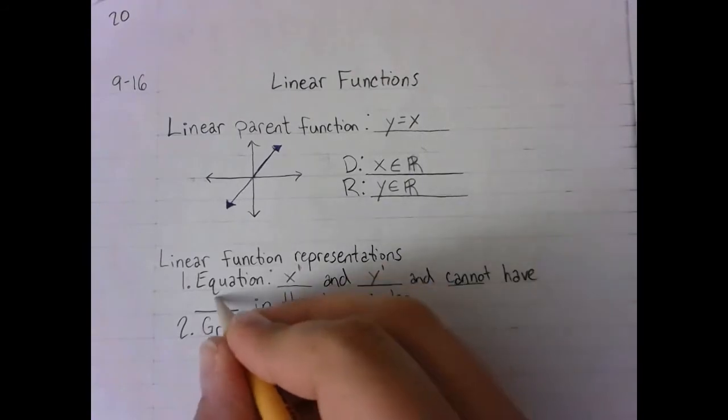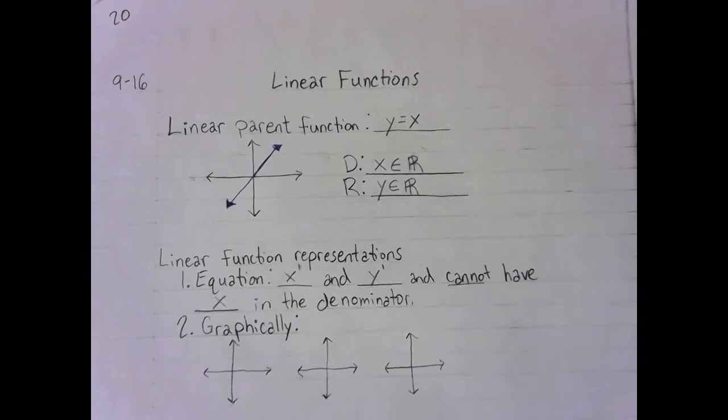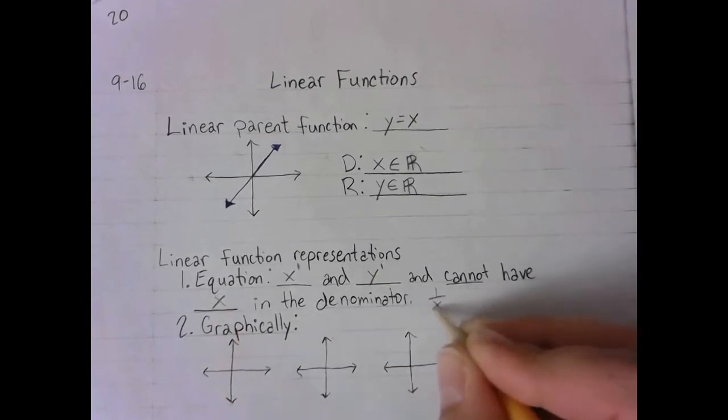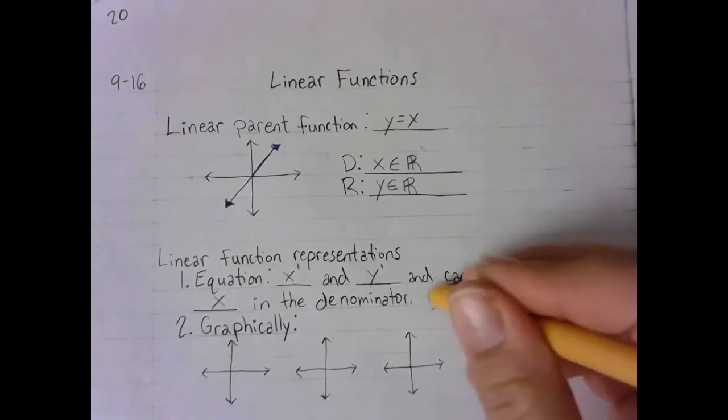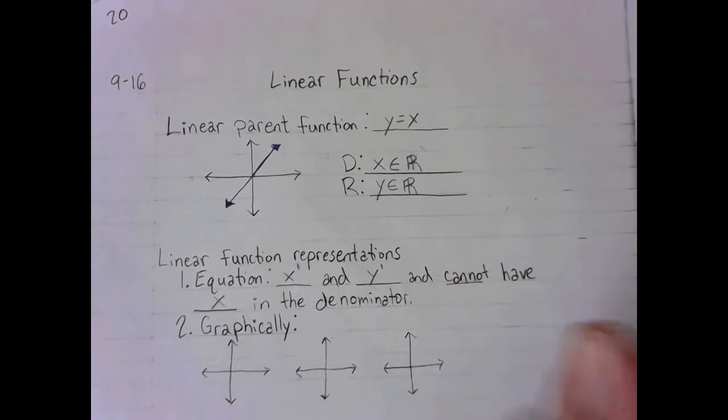Also, you cannot have x in the denominator. So that means no 1 over x. That's a completely different family of functions. No 3 over x. No 3 over x squared. None of that. X cannot be in the bottom part of a function. So what I'm saying is, don't do this. Don't want that. That is not a linear function.